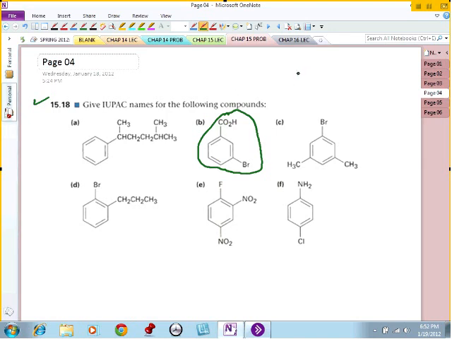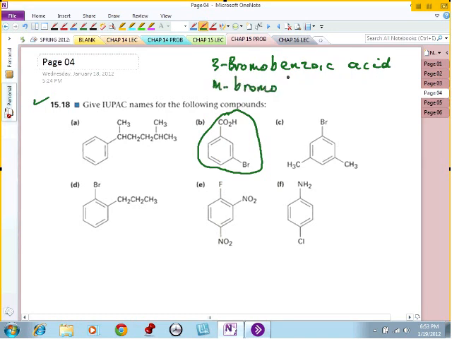You could either know where the position is. 3-bromo, exactly. So this could be 3-bromobenzoic acid. Now, what would be the alternative name for that? m-bromo. You could also say m-bromobenzoic acid.